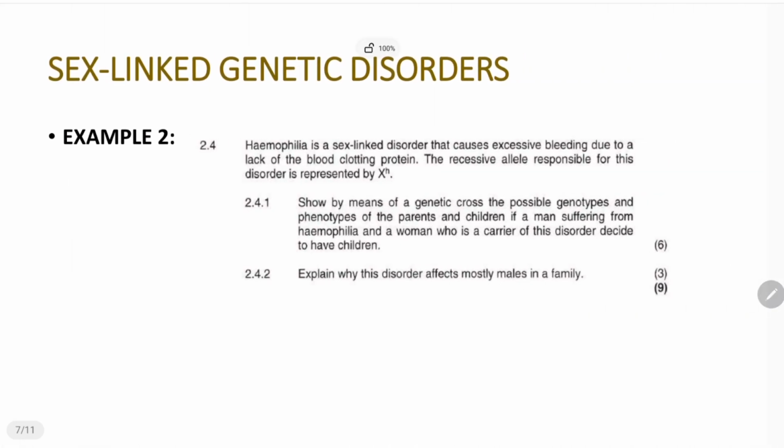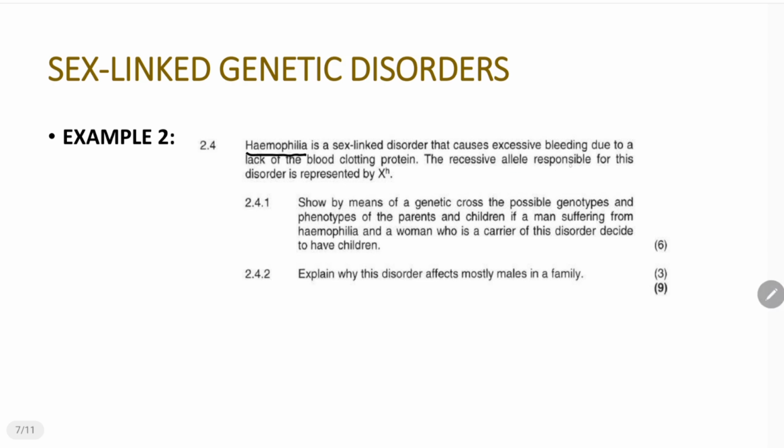Let's continue. Now, let's look at example number 2. Example number 2 says that hemophilia is a sex-linked disorder that causes excessive bleeding due to a lack of blood clotting protein. Like I said, when you have got hemophilia, your blood does not clot, so you bleed continuously, right? And it is actually dangerous since you will lose a lot of blood. It may probably result in death if not treated, right?